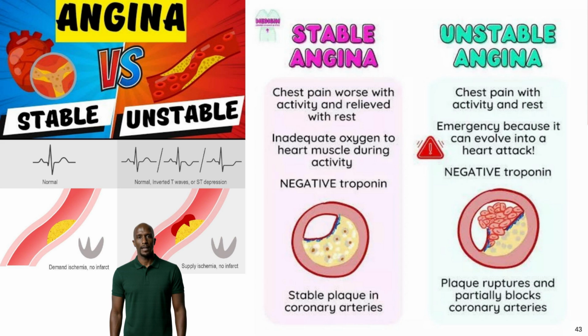In contrast, unstable angina is unpredictable, often occurring at rest or with minimal exertion, and is not fully relieved by nitroglycerin. It usually results from plaque rupture and partial thrombus formation, leading to reduced coronary perfusion even at rest. Unstable angina is considered a medical emergency because it can progress to a myocardial infarction if untreated.